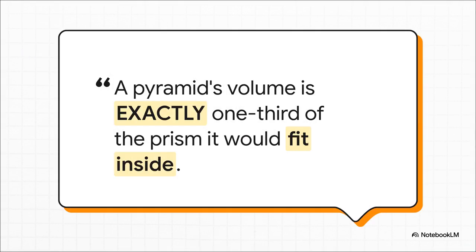And now for one of the magical and kind of weird patterns in all of geometry. If you take a pyramid or a cone, its volume is precisely 1/3 of the volume of a prism or cylinder that has the same base and the same height. It's not around a third or close to a third. No, it is exactly 1/3 every single time. It's just an incredible and totally consistent relationship in our universe.